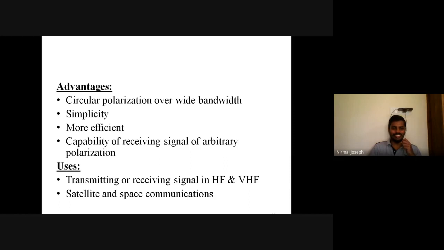These are the general advantages. And the capability of receiving signals of arbitrary polarization is one thing specific here. In receiving mode, it can receive any arbitrary polarized wave. Okay, so that is the advantage. Then uses, you already saw the uses: satellite and space communications, transmitting or receiving signals in the high frequency, and the VHF and the UHF also. These are the general uses.